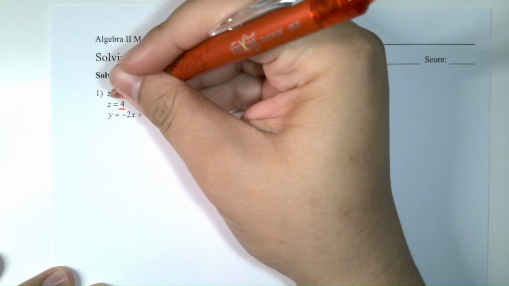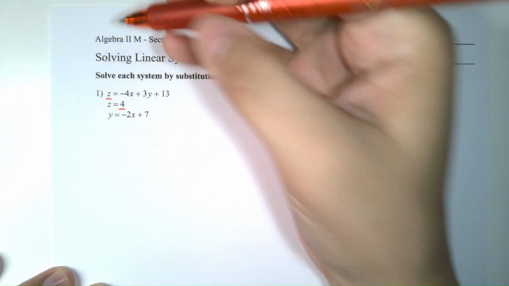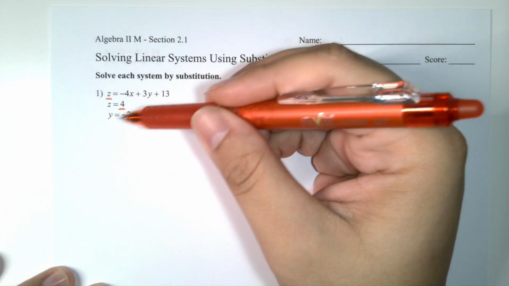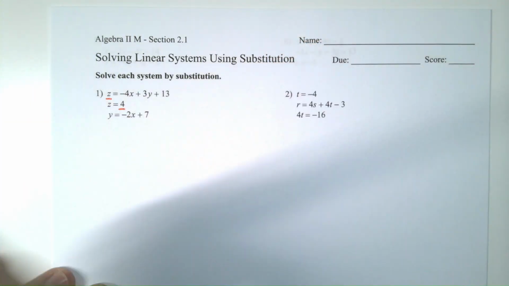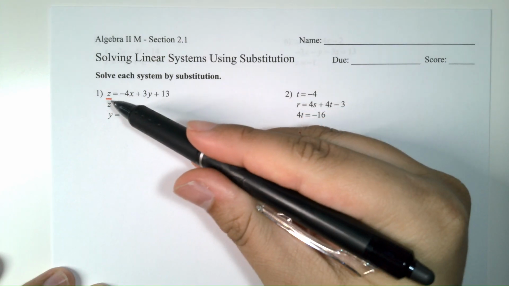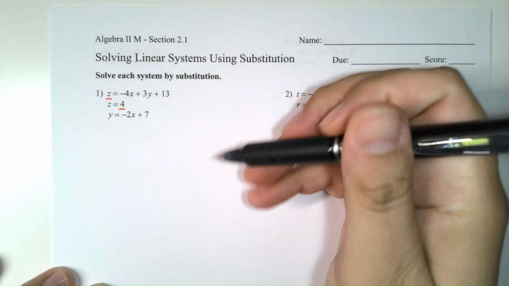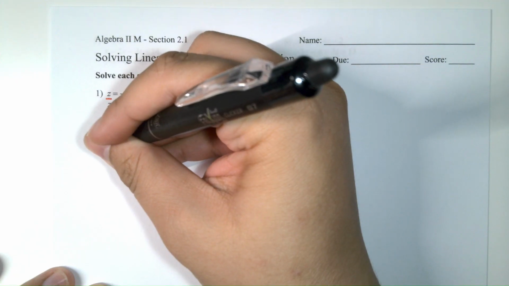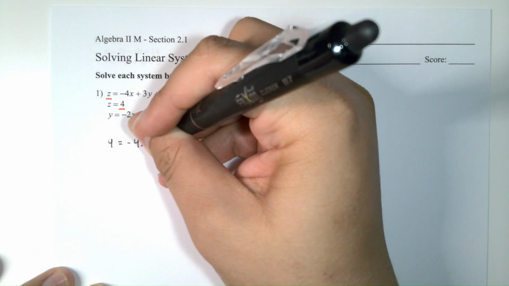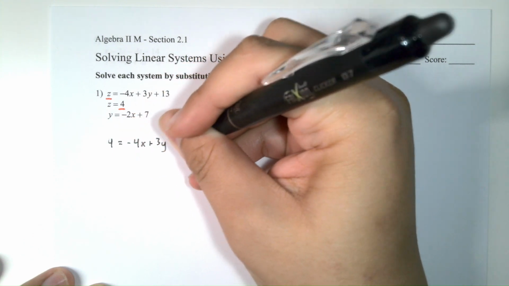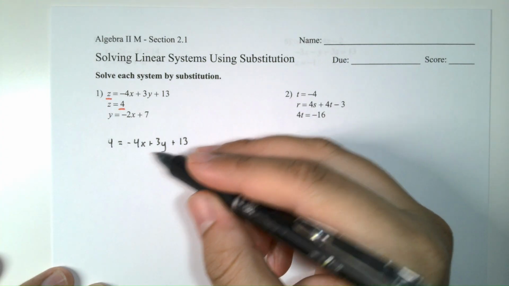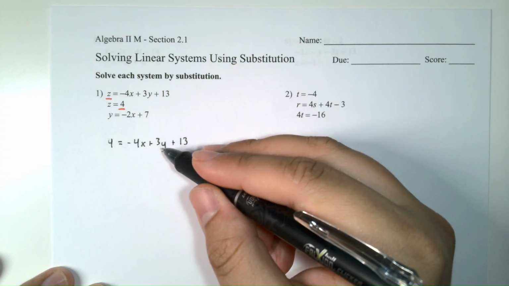Now, in this case, z is equal to 4. We only have one z in the top equation, and we don't even have a z in the bottom equation. So let's see what happens when we take z is equal to 4 and put that up here in this first equation. If we do that, we're going to get 4 is equal to negative 4x plus 3y plus 13.